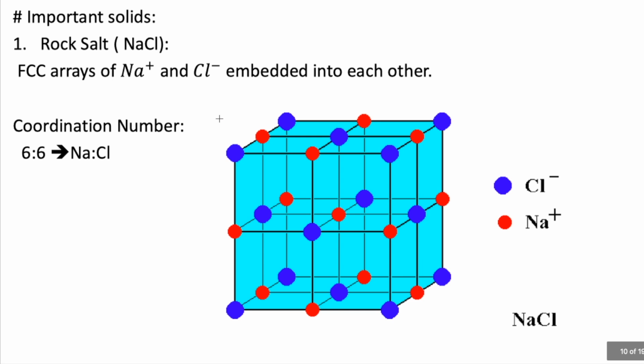Alright, now there are certain very important structures of some solids which you have to study. The first one is rock salt, or NaCl. It has an FCC array, meaning face centered cubic array, of Na+ and Cl- both. So sodium ions are also present in face centered cubic and chloride ions are also present in face centered cubic arrangement. Alright, coordination number is 6:6. This is how it looks like. Here all these blue dots are your chloride ions and red dots are your sodium ions.